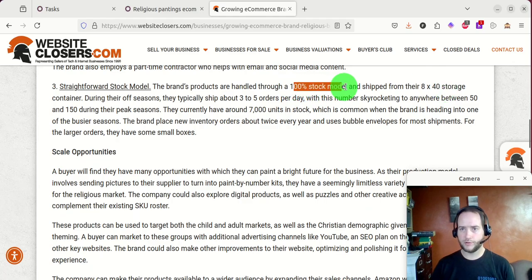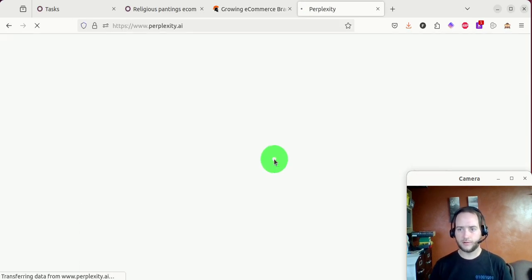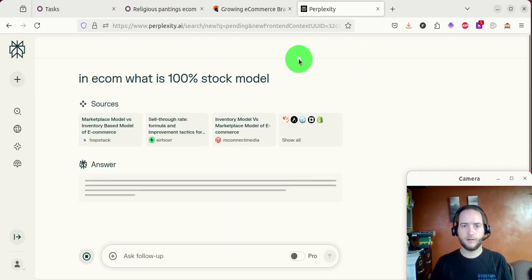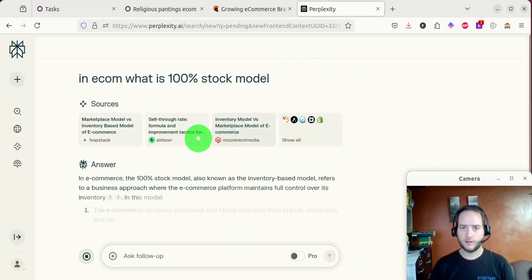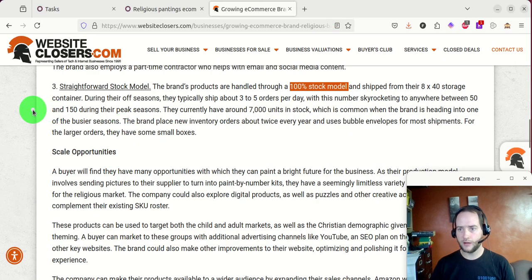What is a 100% stock model? I think that means they're not drop shipping. So Perplexity over here to just find out. In ecom, what is inventory-based model? So that means they have inventory. Okay, so they're not drop shipping. That makes it seem less deal box. Yes, I have space for a shipping container on my property here. I have 100 acres, so no problem there. But also means you're going to have to be touching the products a lot.